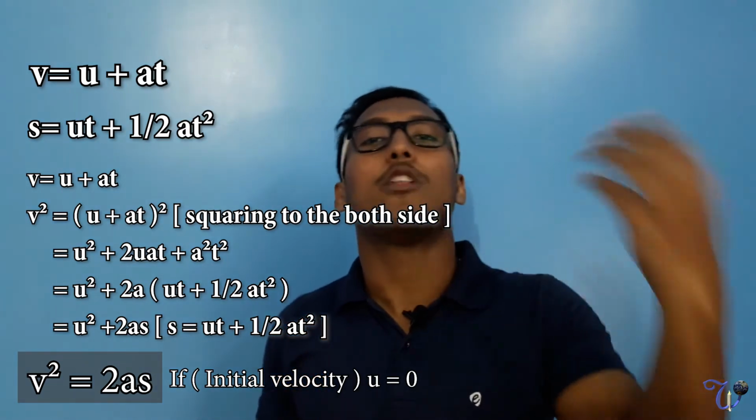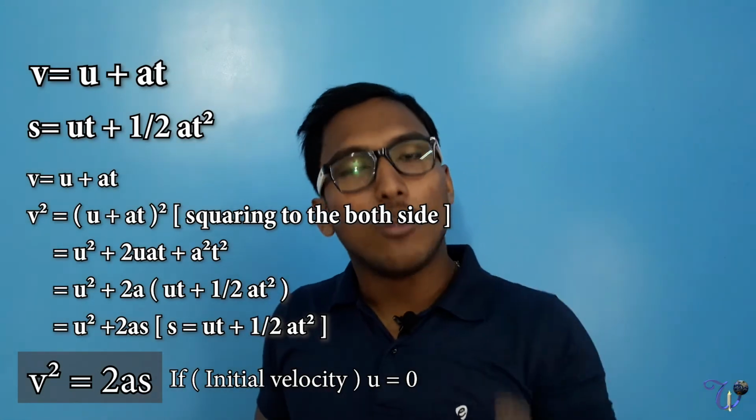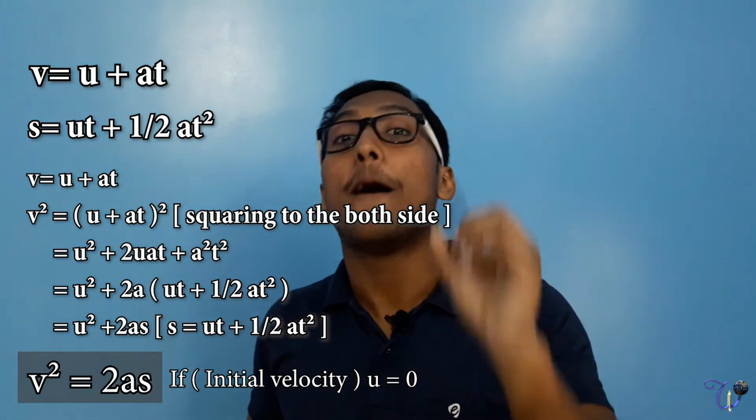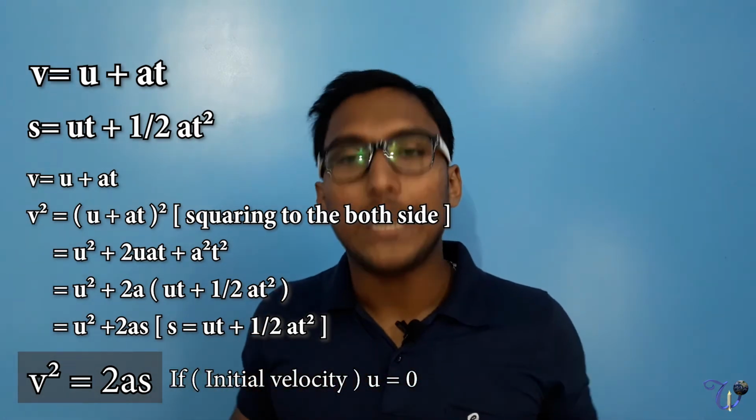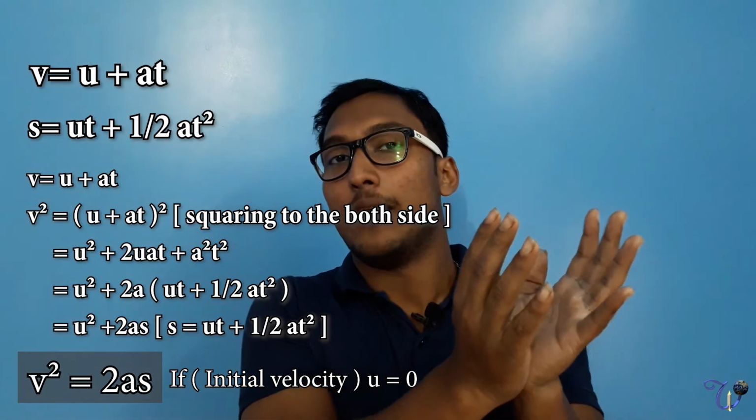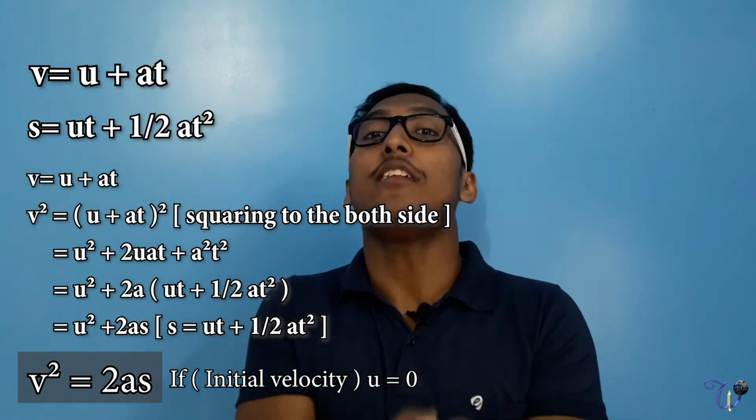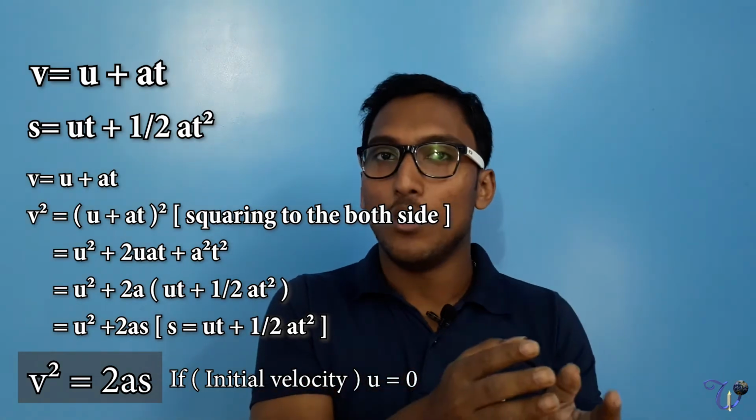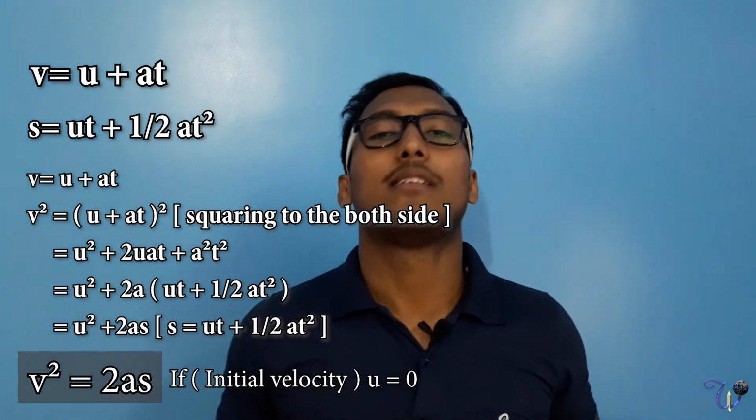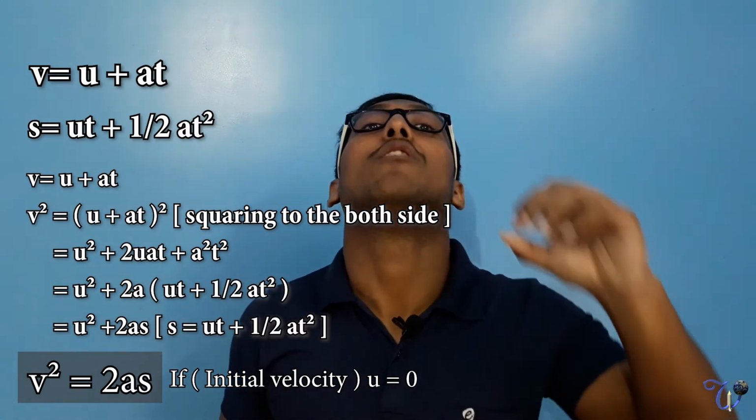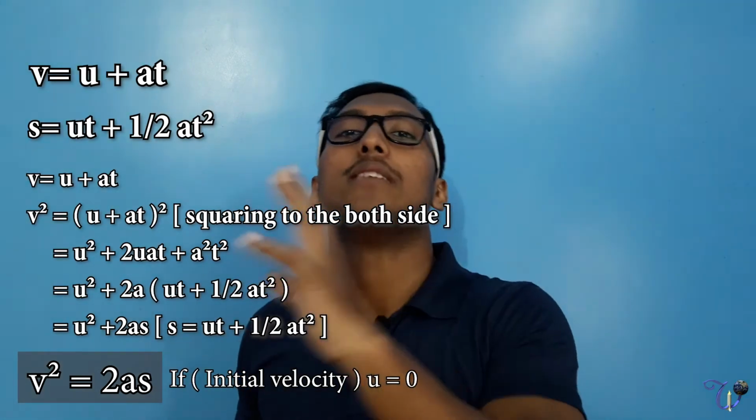Let me come to the first one. The first one is v equals u plus at. Suppose in any kind of problem you have to determine the final velocity, that is v. But the value of the initial velocity u, the constant acceleration, and also the time are given in the problem. You can directly find the final velocity from this equation, v equals u plus at.